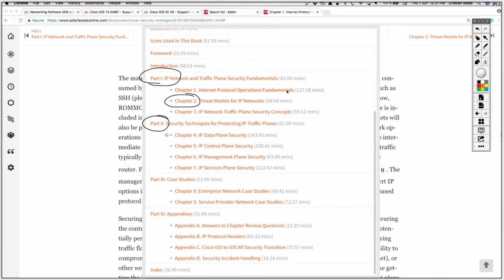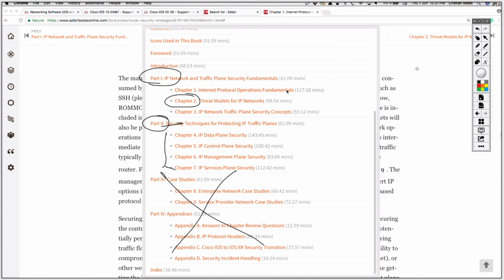It fully speaks about all of the planes of the router: data plane, control plane, management plane, services plane. So chapters 4, 5, 6, and 7. Everything else, part 3 and part 4, is optional. It's case studies, you can just skip those. But make sure you read part 2. That's the primary scope of reading for this book.